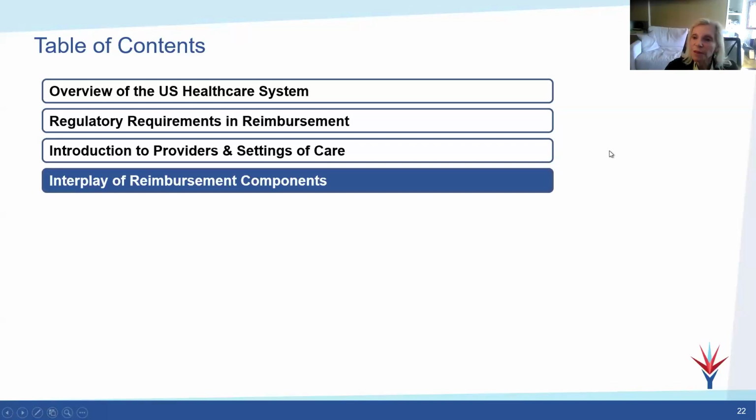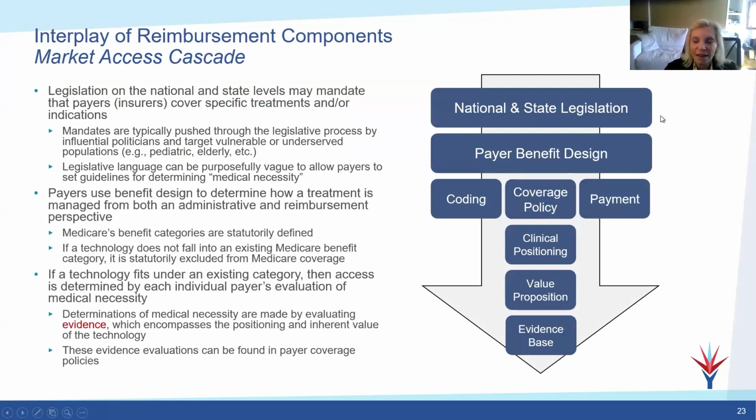There is an interplay of different reimbursement components. And I know I'm going quickly, so I'm going to try to slow down a little bit, but I did want to have time for questions, hopefully.